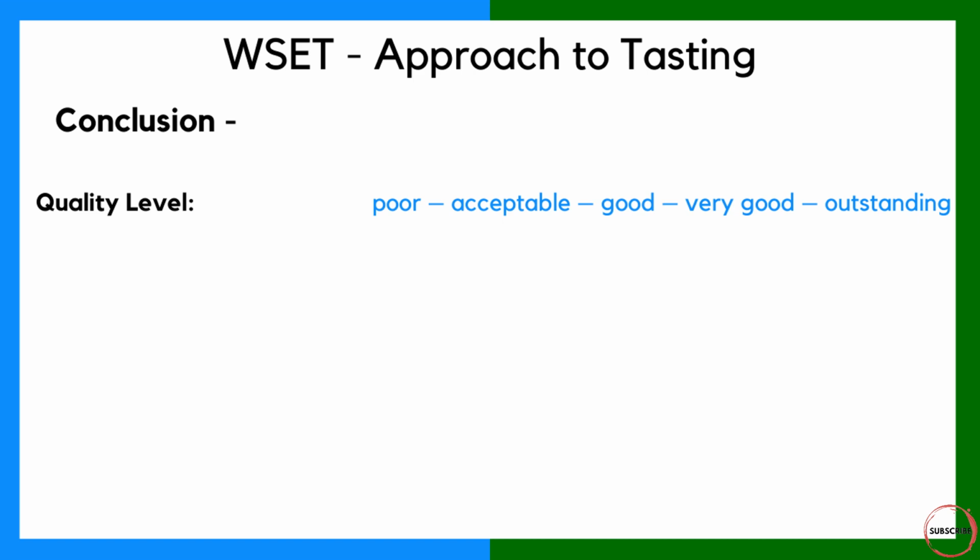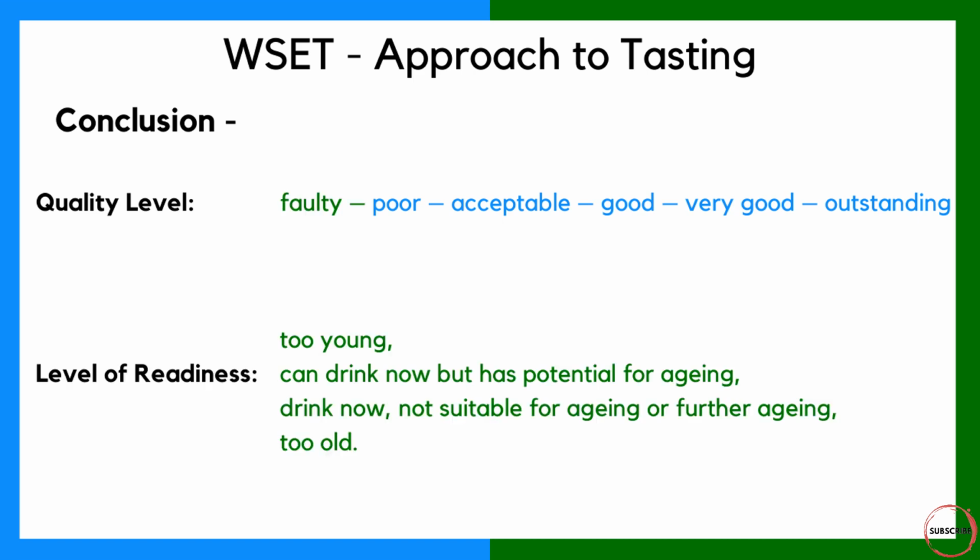At level 2, this is quite simple. We go through a choice of saying whether something was poor, acceptable, good, very good or outstanding. But at level 3, we also assess the quality, but we include faulty into that. But the other thing that we do that's really important is we talk about the wine's level of readiness. Did we think, having tasted it, the wine was too young? Did we think it was suitable for drinking now but would benefit from some aging? Did we think we had to drink it now because it wasn't going to be suitable for any further aging? Or did we actually think it was past its best and it was too old?